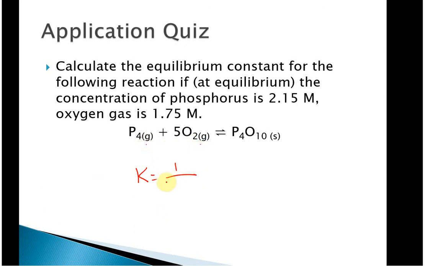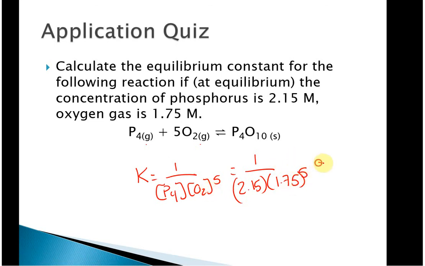These two are gases, so we do care. So it's P4 times O2 raised to the 5th power. Because we are given the concentrations, we're going to say it's equal to 1 over phosphorus, 2.15, times 1.75, the concentration of oxygen, raised to the 5th power. So you end up getting in your calculator 1 divided by these numbers.